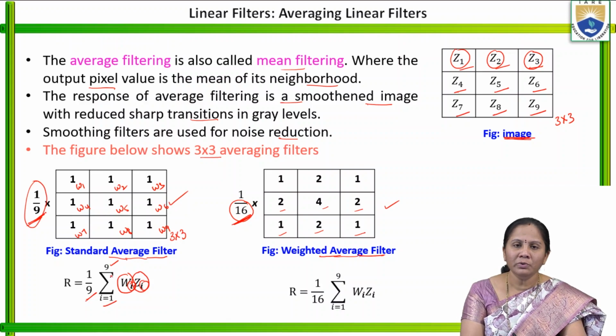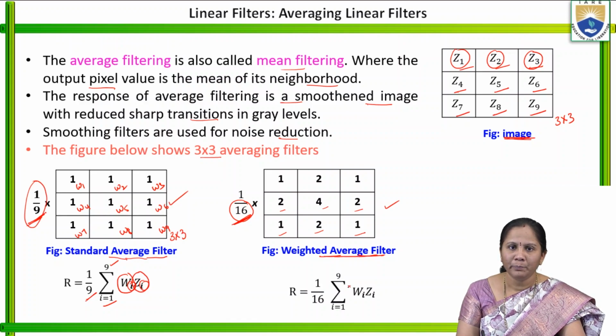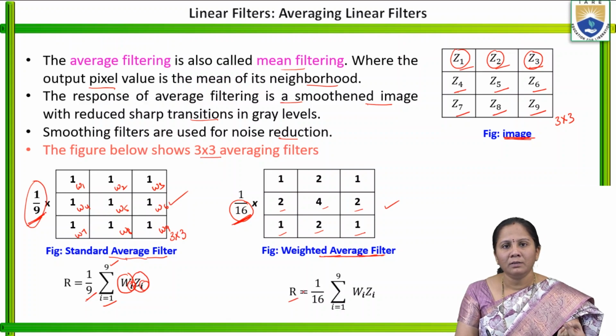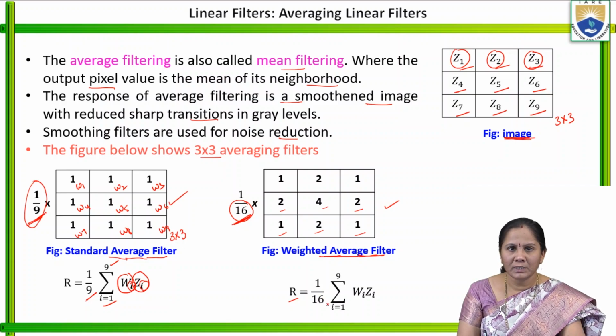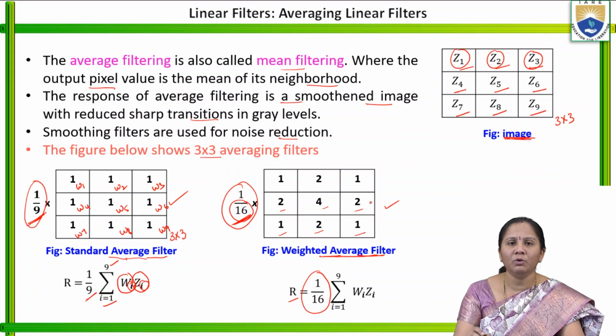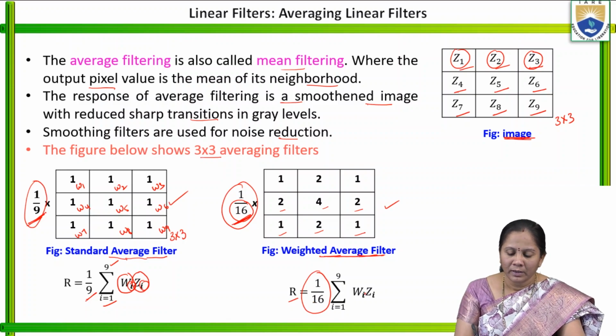That's why here 1 to 9. Similarly, coming to this weighted average filter, how to calculate the total or the new pixel value for the image means, R is equal to 1 by 16. So here how we got 1 by 16 means, from here we have written 1 by 16, average value of the neighborhood. And Wi into Zi means, Wi represents weight.